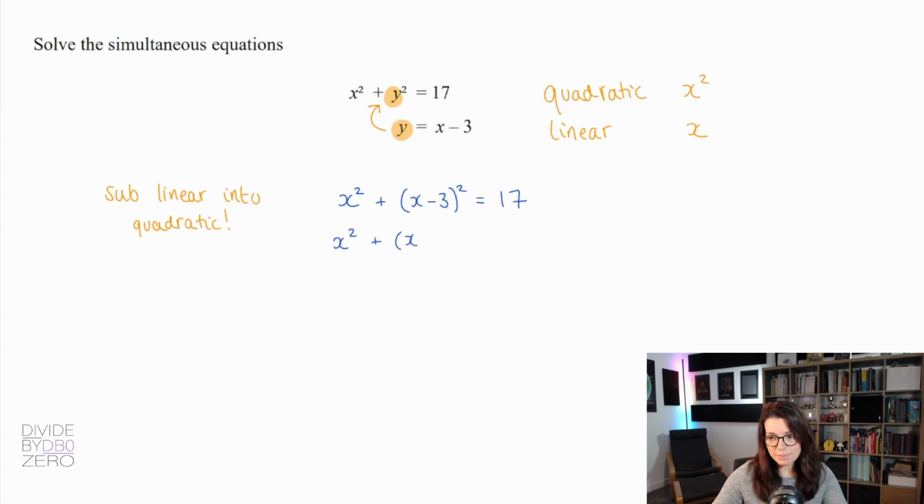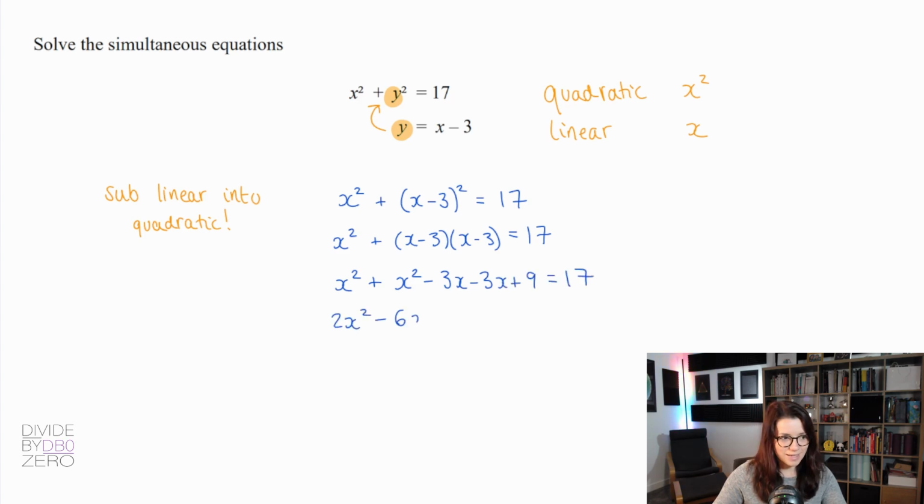From there, you can expand those double brackets, which would give you x squared plus x squared minus 3x plus 9 equals 17. Tidying up gives you 2x squared minus 6x plus 9 equals 17. Then that's a quadratic that we want to solve.